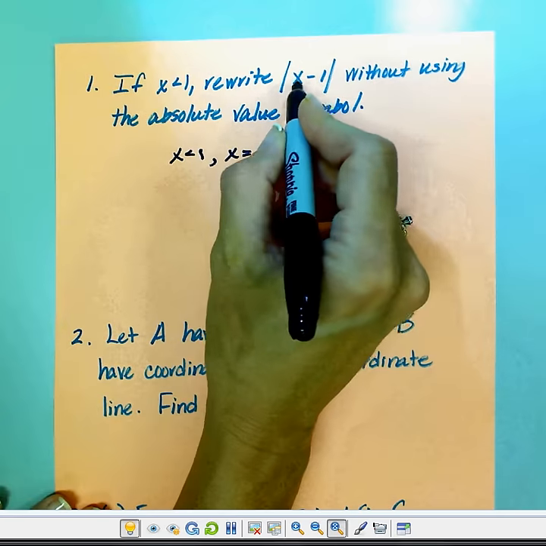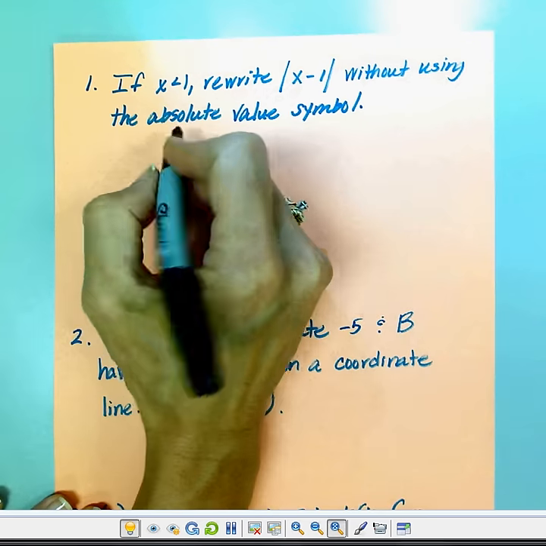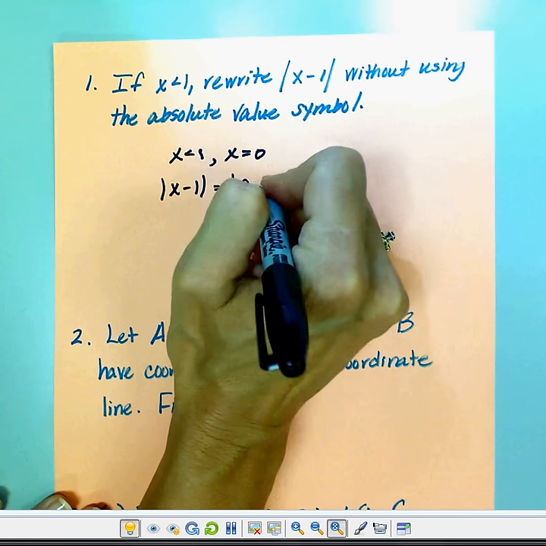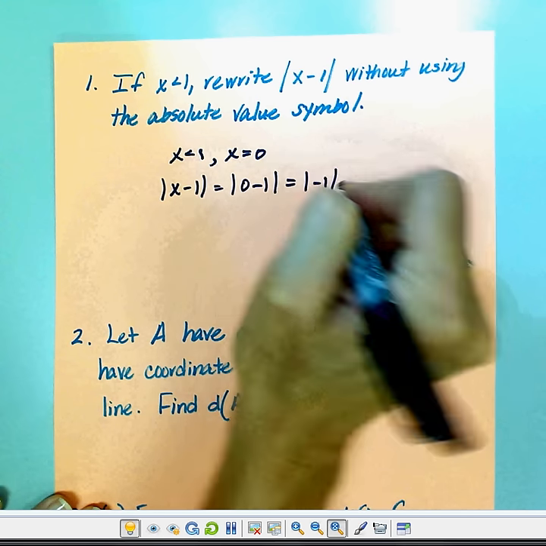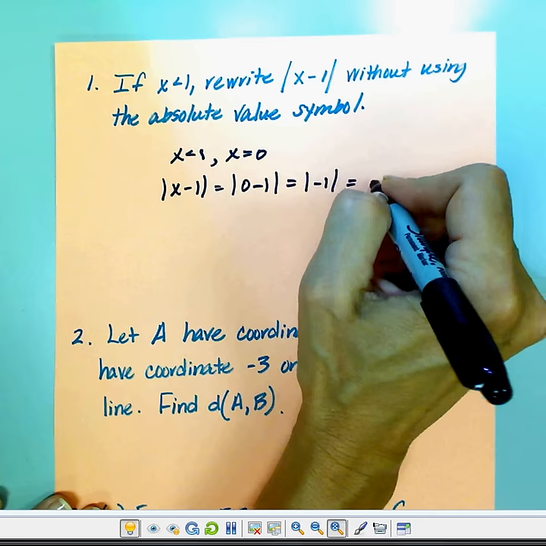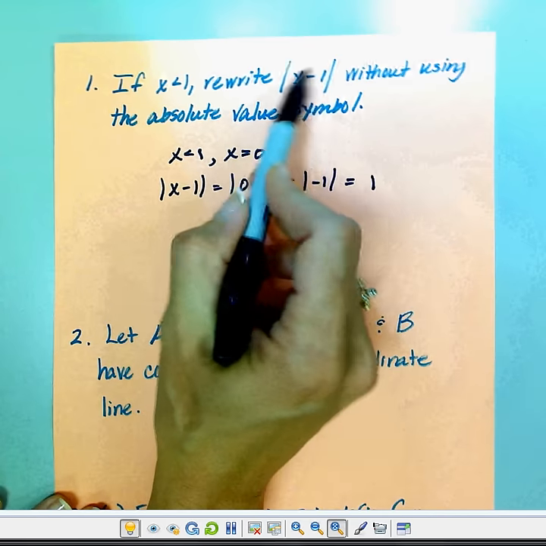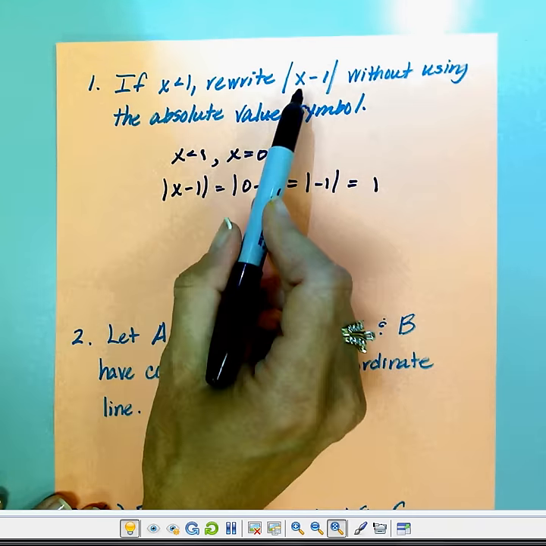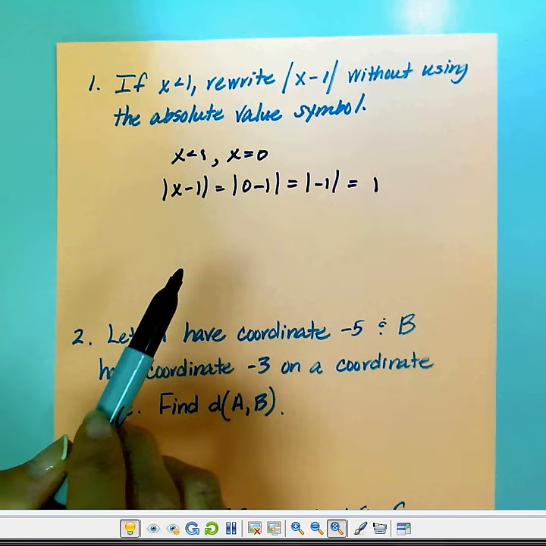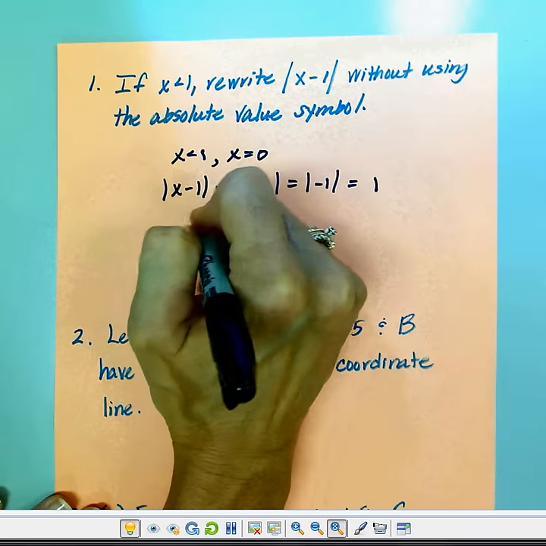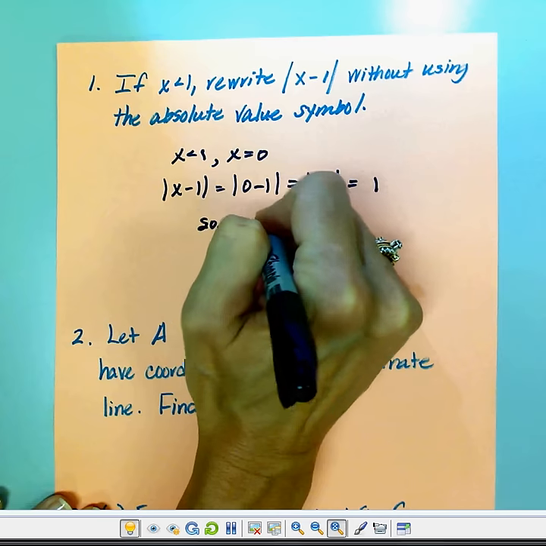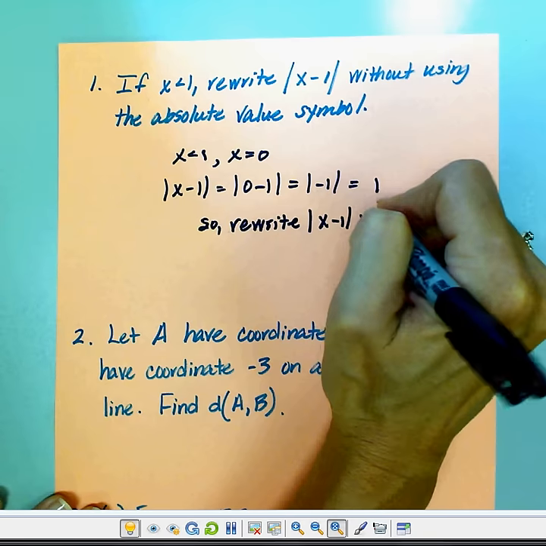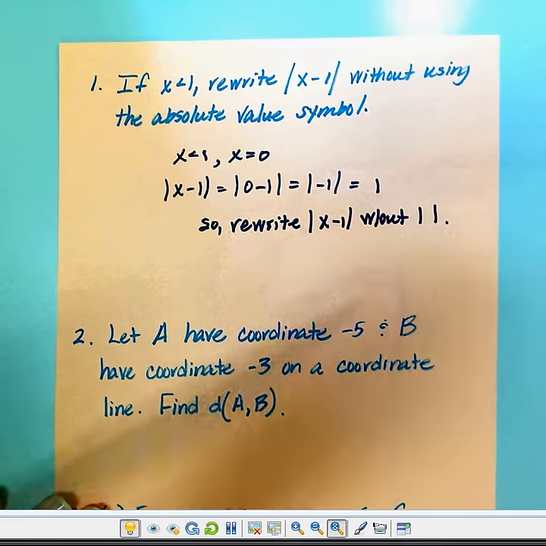So I'm going to go ahead and substitute in 0, and when I substitute in 0 into my given absolute value statement, I know that the absolute value of negative 1 is 1. So somehow I need to rewrite this expression without absolute values so that when I substitute in 0 for x, I get an answer of 1 back. Okay, so we need to rewrite x minus 1 without absolute values.